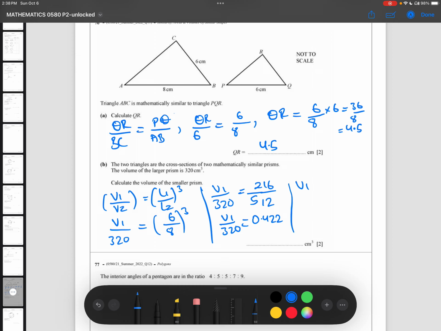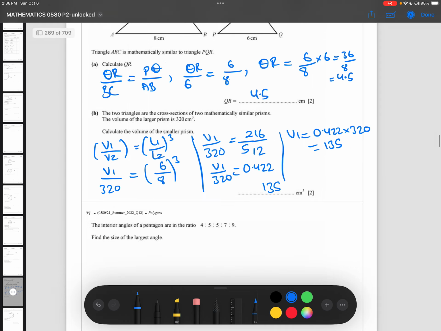Now 320 is being divided. When I shift it to the right side of the equation, it will be multiplied with 0.422. Now this will be equal to 135. So this is the volume of the smaller prism, 135 centimeter cube.